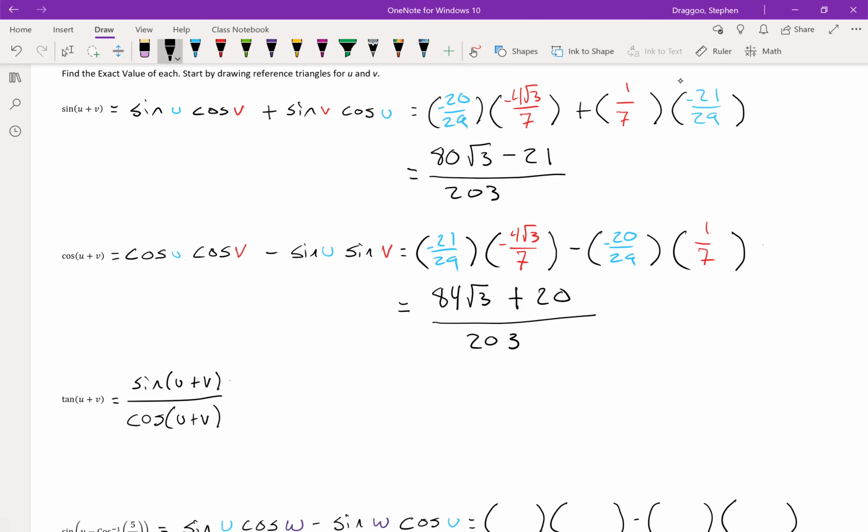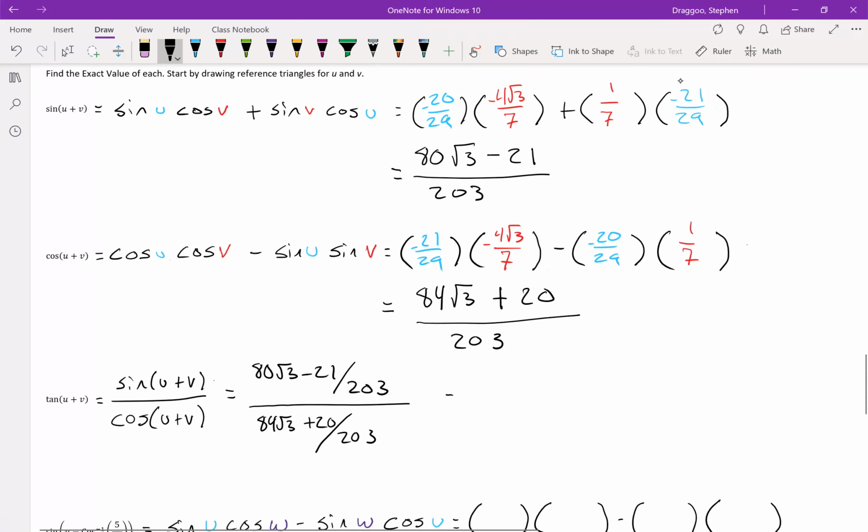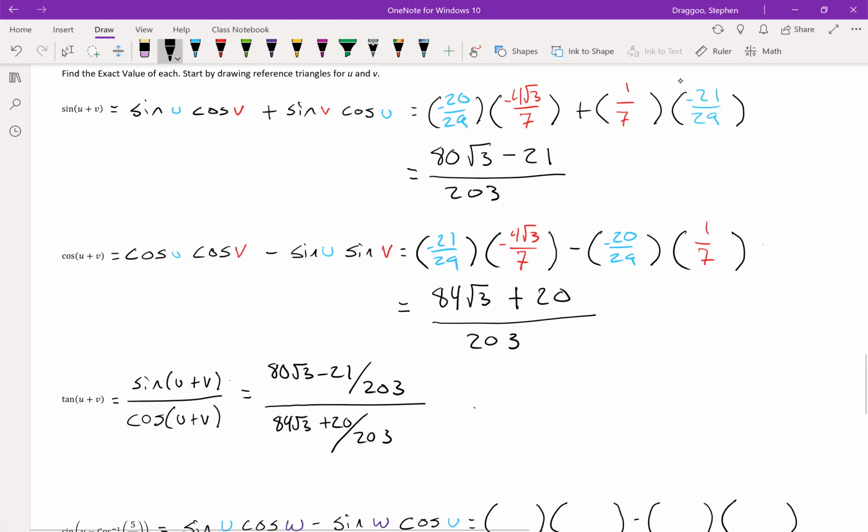here we are. So this is our top answer, 80 root 3 minus 21, all of that over 203, divided by our second answer, 84 root 3 plus 20, all of that over 203. And those two denominators reduce with one another, meaning our answer is just 80 root 3 minus 21 divided by 84 root 3 plus 20.